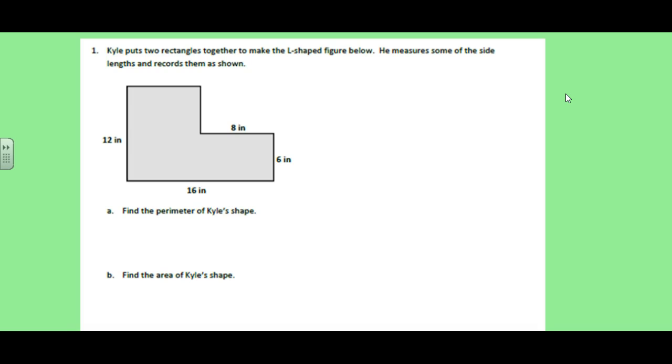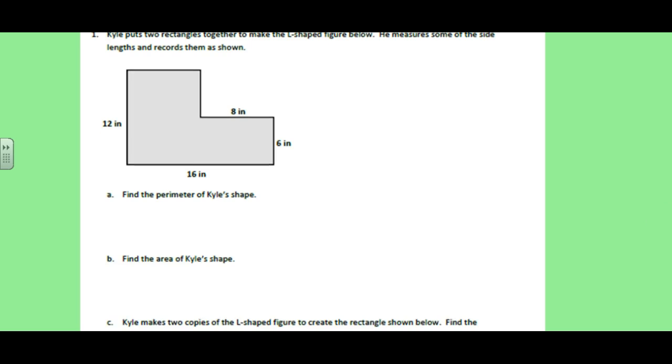So number 1 says Kyle puts two rectangles together to make the L-shaped figure below. He measures some of the side lengths and records them as shown. So it says find the perimeter of Kyle's shape, and then it says find the area of Kyle's shape. So we're going to have to draw a line, and we're all going to draw a line in the same spot. And I think the best place for us to draw a line, we'll say right here.